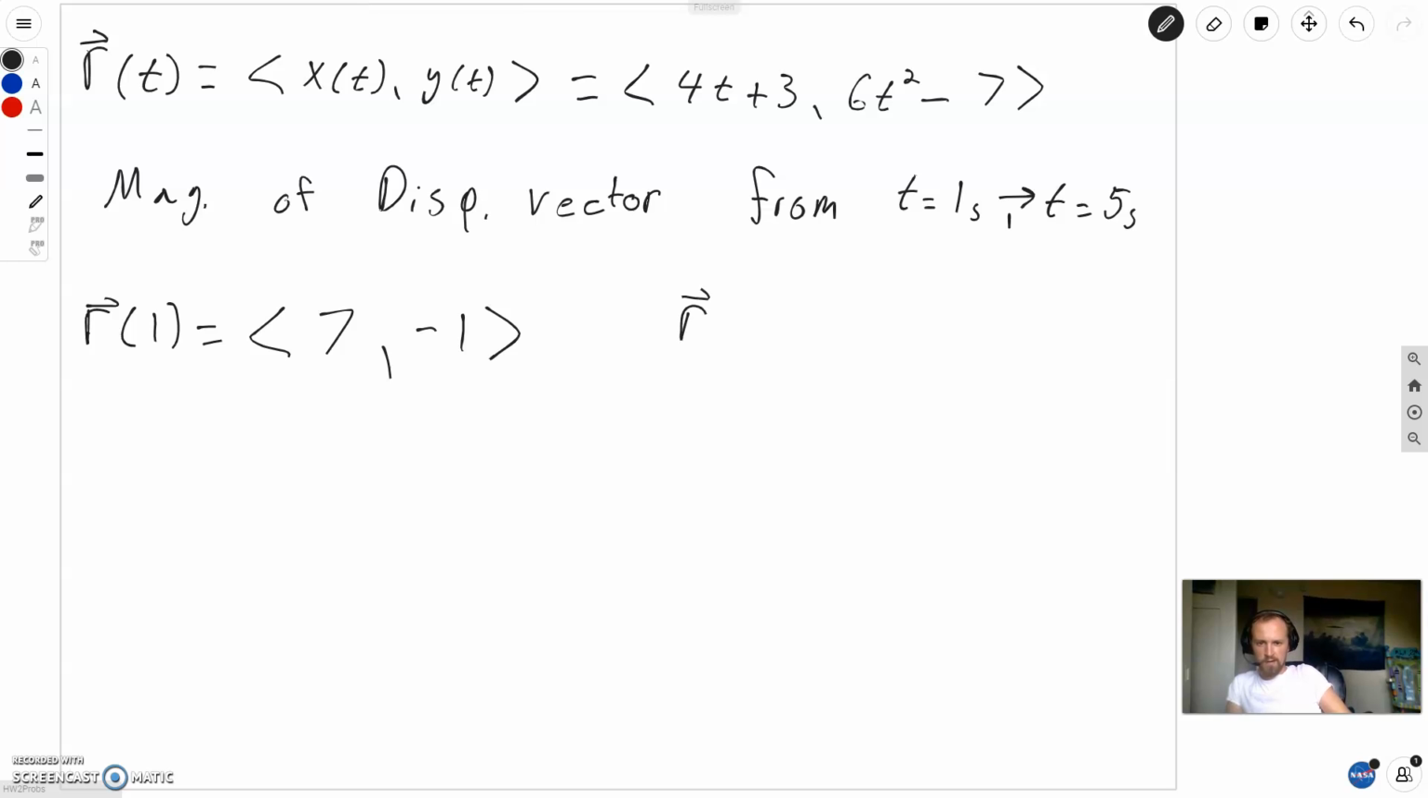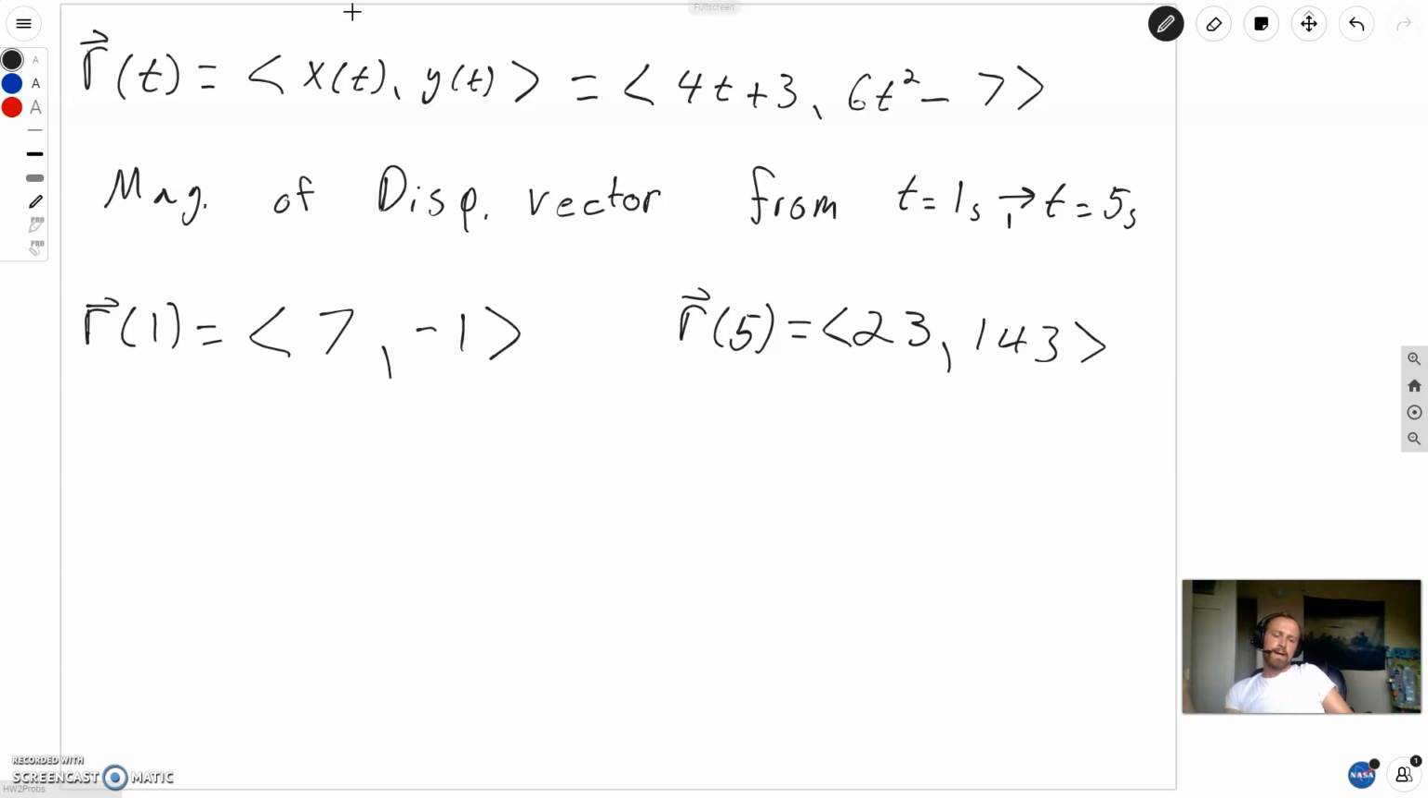Now I can get my r vector at 5. We'll see if I can do this one in my head. 5 times 4 is 20, plus 3 is 23. 6 times t squared, that's 6 times 25, that's 150, minus 7, is that 143? Did I do that right? 6 times 25 minus 7, yes.